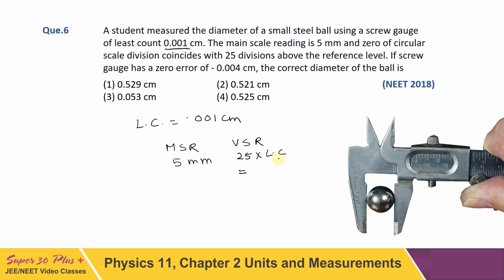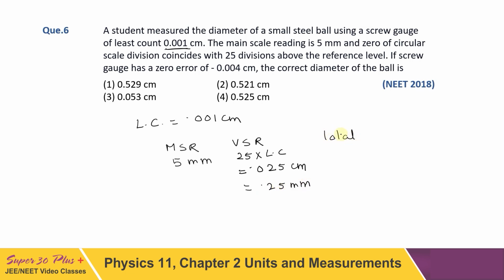Now multiply this with 0.001, you will get 0.025 centimeter, and in millimeter it can be written as 0.25 mm. Now these two have to be added. So if you add these two, you will get 5.25 millimeter. After this, we have to make the zero correction. What is the zero correction here? Zero error is given. This is the negative value, minus 0.004, and as you all know, if zero error is negative, we have to add the zero error while doing the final correction.